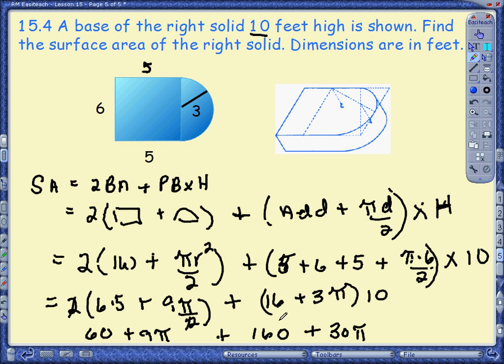Now we can add our plain old numbers. 60 plus 160 is 220. 9 plus 30 pi is 39 pi, and that we put a parentheses around and we do feet squared. I kind of ran out of room there.